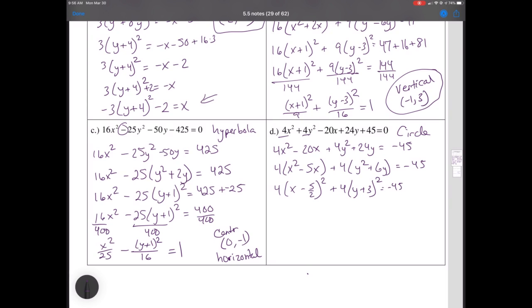Okay, so we're going to add our values to the other side, so that's going to be plus 25, 3 squared is 9, times 4 is 36. And that will leave us with 16. So now we will divide everything by 4 to get rid of these coefficients.